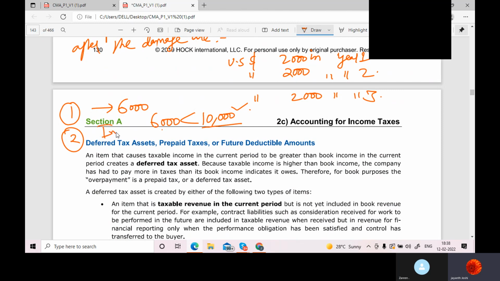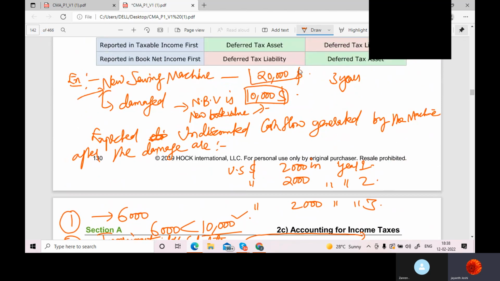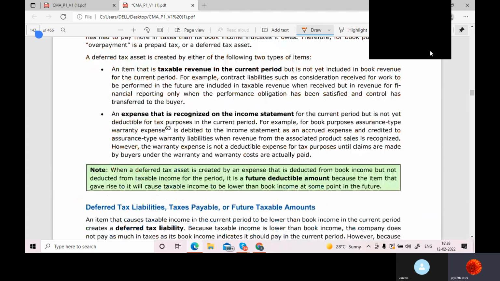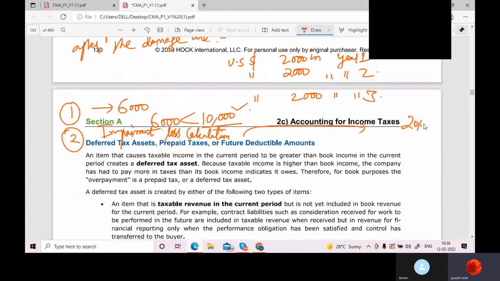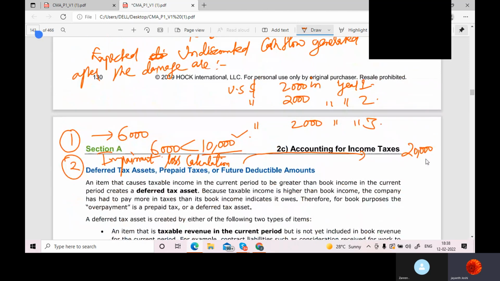So now, impairment loss calculation. How much was my asset's value in the previous data I've given to you? What was my asset's actual value? 20,000. And how much has it become after damage? 10,000. That is what I'm getting. So how much is the loss? 10,000. What is this? Impairment loss. Just make a note of this.